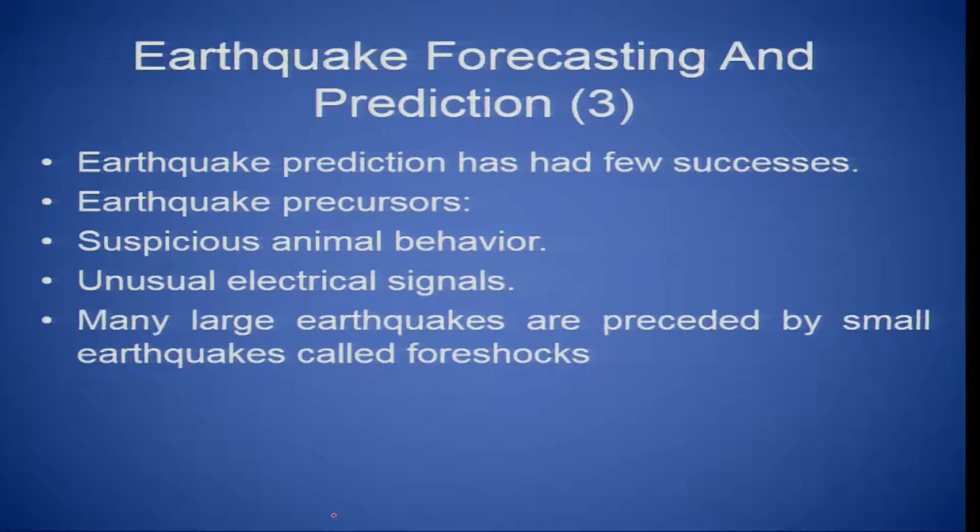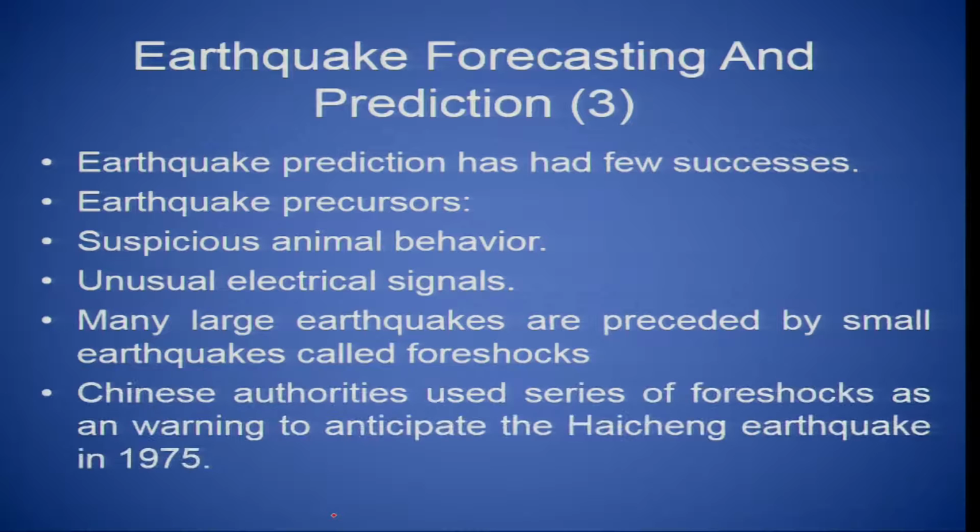Many large earthquakes are preceded by small earthquakes, what we call foreshocks. So, if we monitor the foreshocks, you may have a chance to identify the big event which is following the foreshocks. Now, in 1975, the Haicheng earthquake was predicted. Chinese authorities used a series of foreshocks as a warning to anticipate the Haicheng earthquake in 1975. This was predicted and they saved many people.